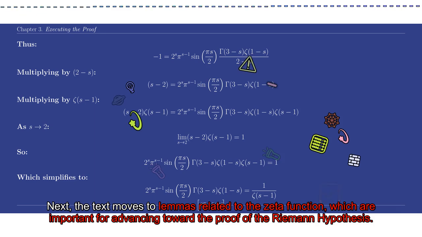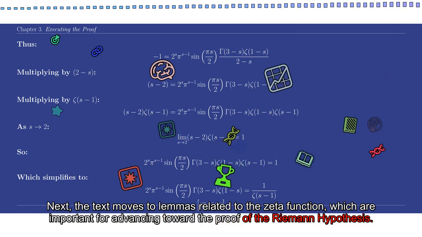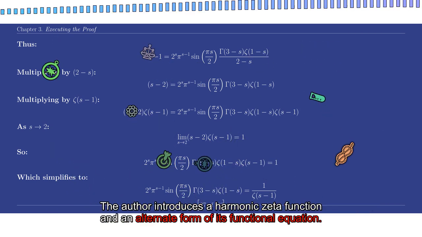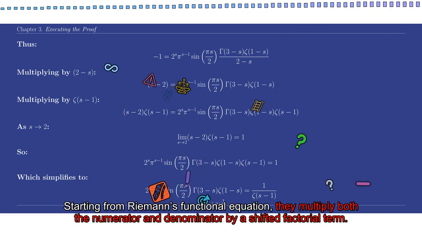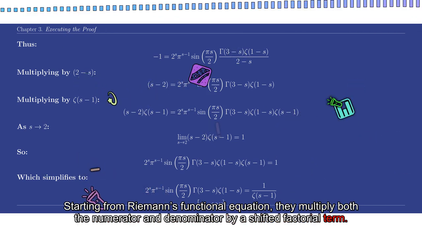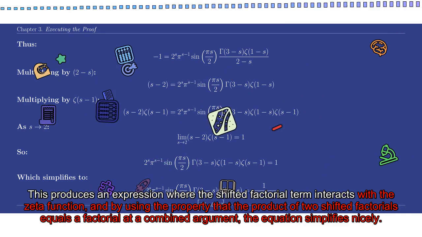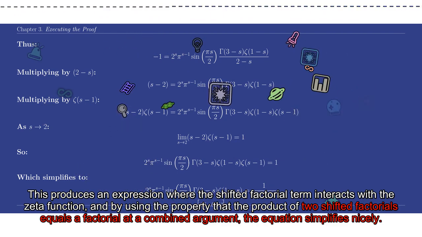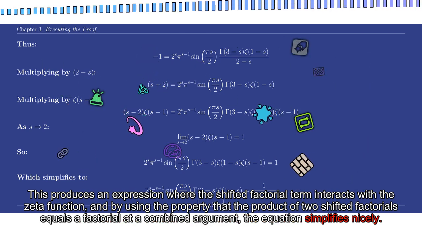Next, the text moves to lemmas related to the zeta function, which are important for advancing toward the proof of the Riemann hypothesis. The author introduces a harmonic zeta function and an alternate form of its functional equation. Starting from Riemann's functional equation, they multiply both the numerator and denominator by a shifted factorial term. This produces an expression where the shifted factorial term interacts with the zeta function, and by using the property that the product of two shifted factorials equals a factorial at a combined argument, the equation simplifies nicely.